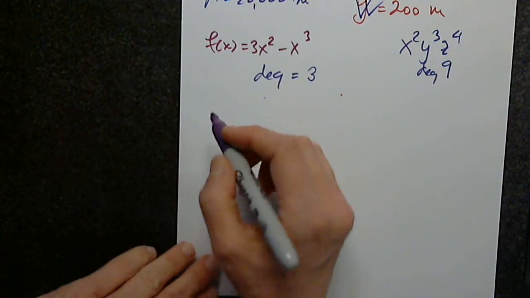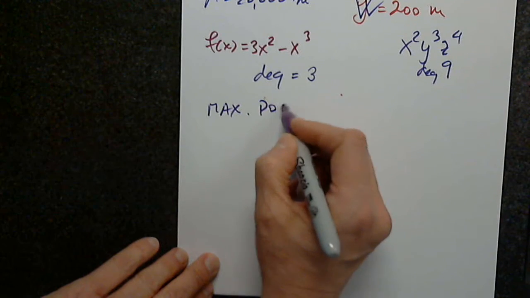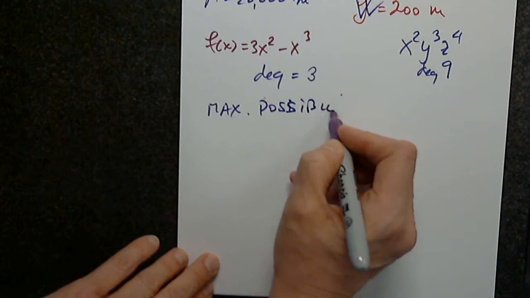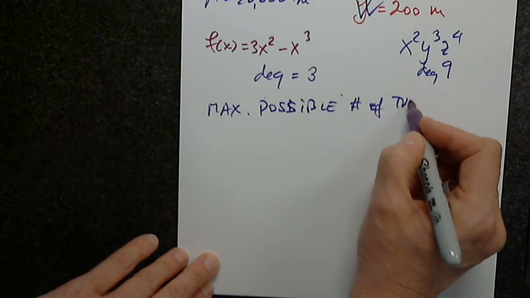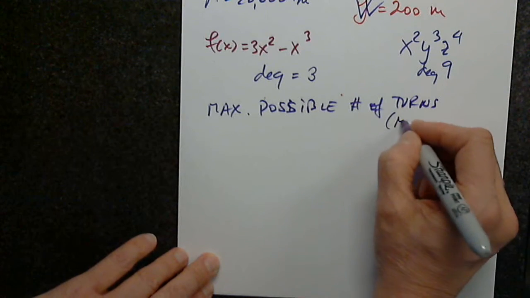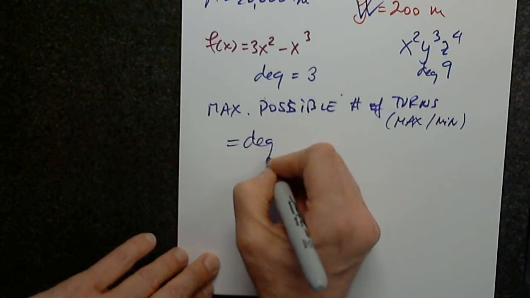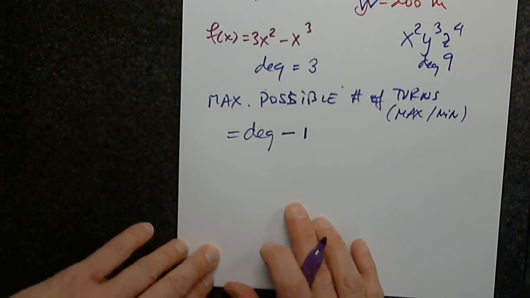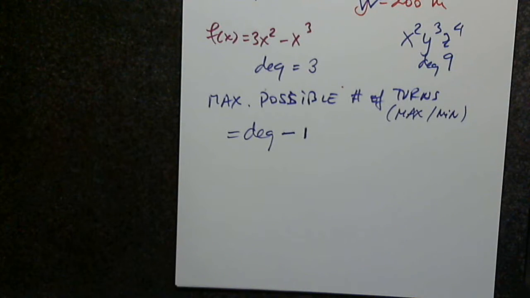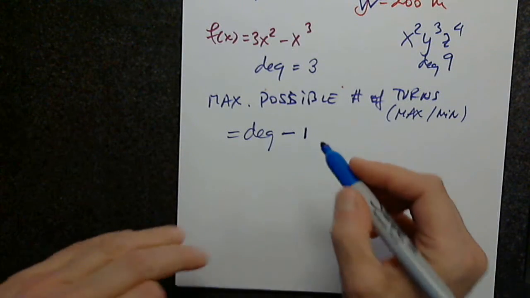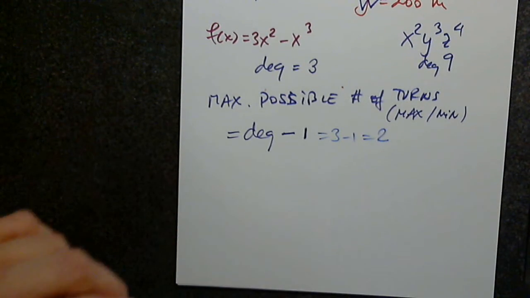For any polynomial, the maximum possible number of turns, by turns we mean max or min, is always the degree minus 1. So in this situation, when the degree is 3, how many turns can this function have at most? It doesn't have to turn at all. But yes, 3 minus 1 is 2.